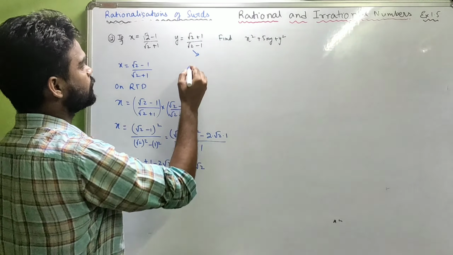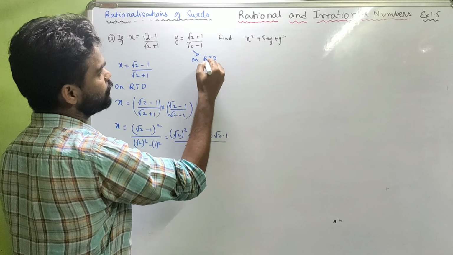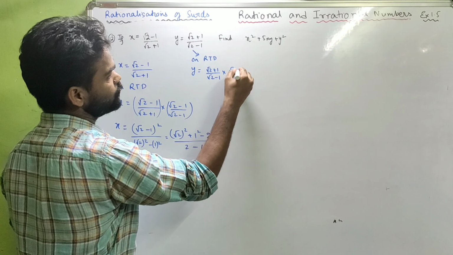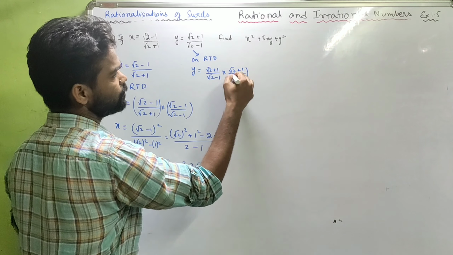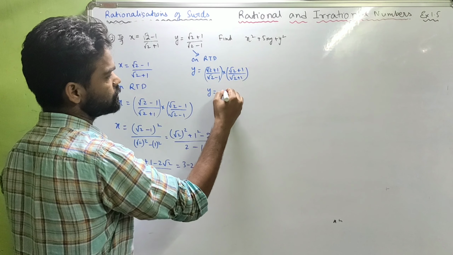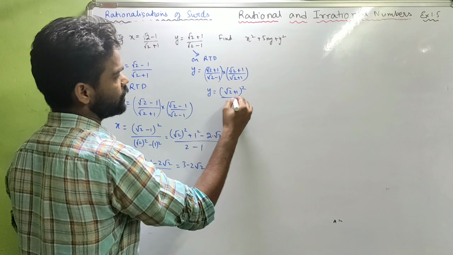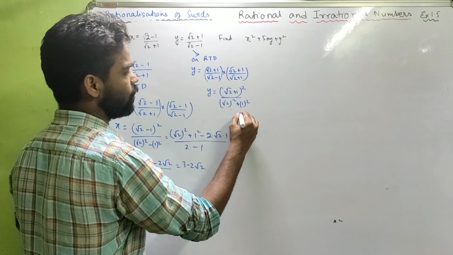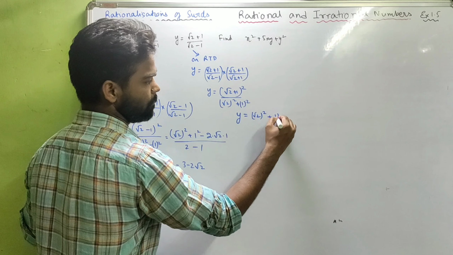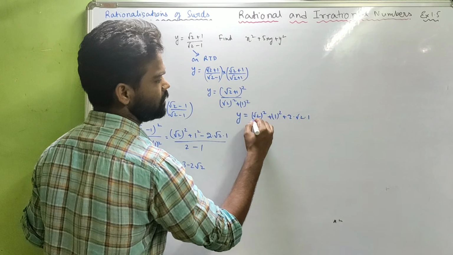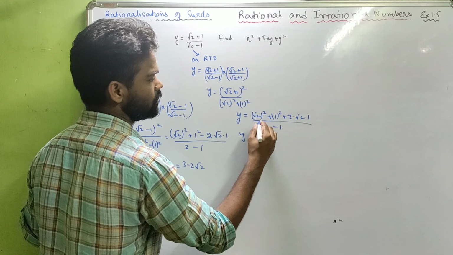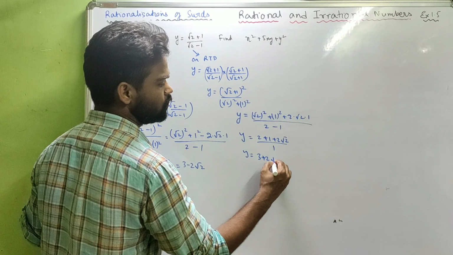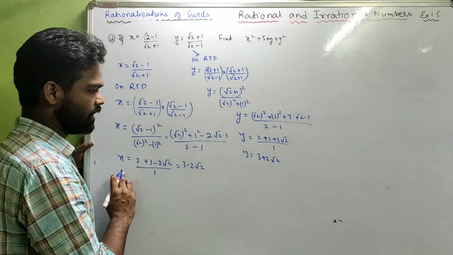Similarly, we'll find y. We'll simplify rather. So on rationalizing the denominator, what do you get? y equals (root 2 plus 1) by (root 2 minus 1) multiplied by (root 2 plus 1) by (root 2 plus 1). Am I clear? Which means y equals, this is (root 2 plus 1) whole square by root 2 square minus 1 square, which is nothing but a square plus b square plus twice ab, and this is 2 minus 1. So y is what? 2 plus 1 plus 2 root 2 by 1. So y is 3 plus 2 root 2 when we simplify. So we got x and we got y.